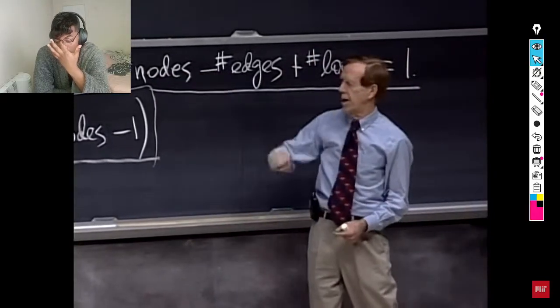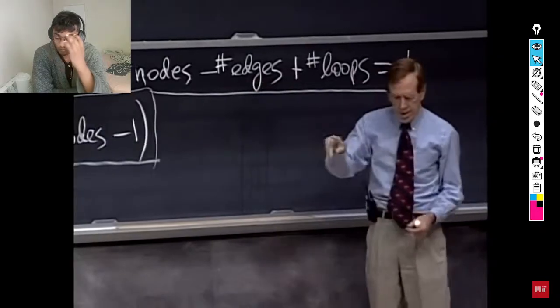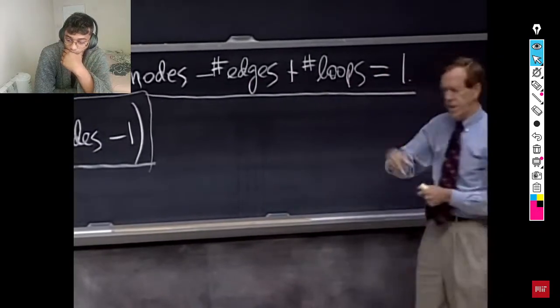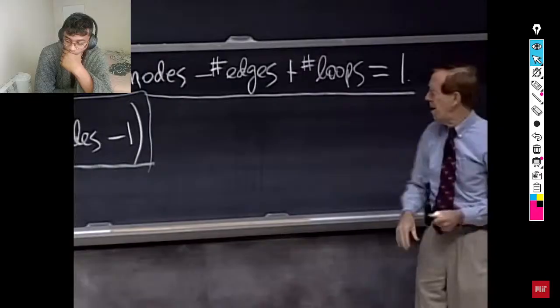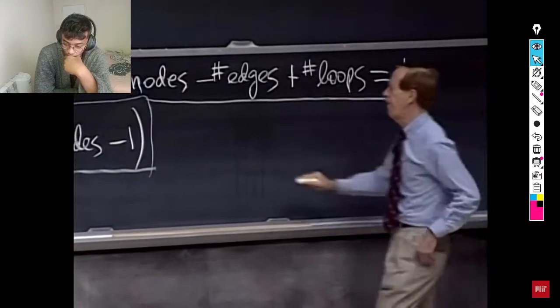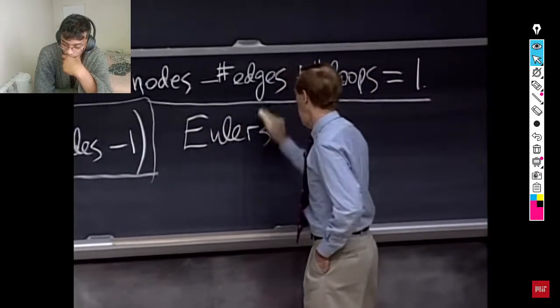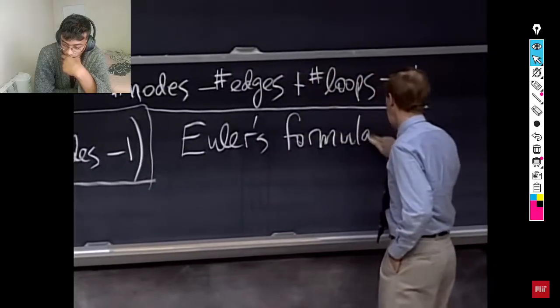These are like zero-dimensional guys. They're the points on the graph. The edges are like one-dimensional things. They connect nodes. The loops are like two-dimensional things. They have like an area. And this count works for every graph. And it's known as Euler's formula. We see Euler again. That guy never stopped.